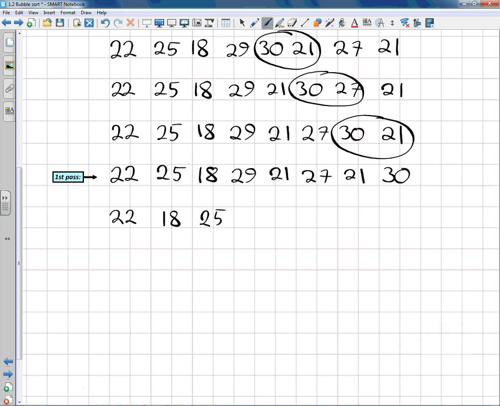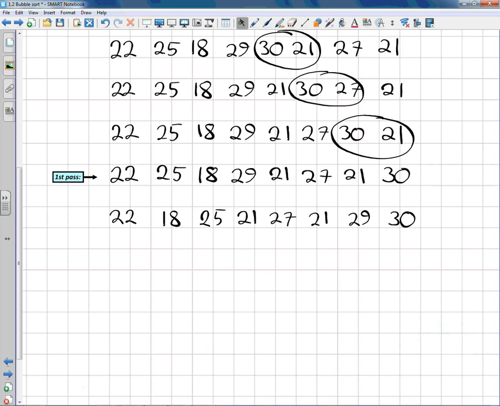Now we're picking up the 29. Will 29 make it over the 21? Yes, it will. But that means that we now know where 21 is. Will the 29 make it over the 27? Yes, it will. So we know that the 27 is going to be there. Will the 29 make it over the second 21 there? Yes, it will. So the 21 is going to be there. And then will the 29 make it over the 30? Well, no, it won't. So we know it's going to be there.